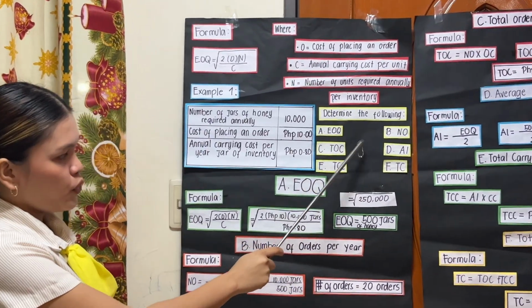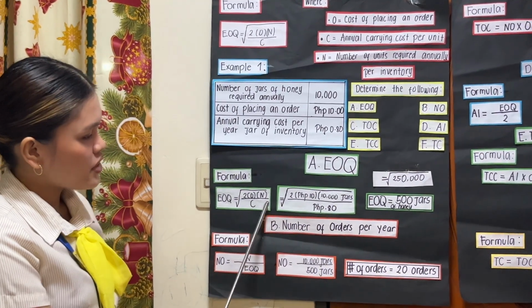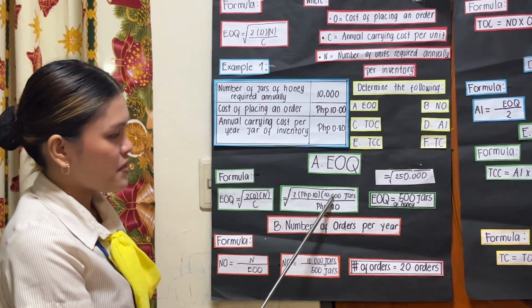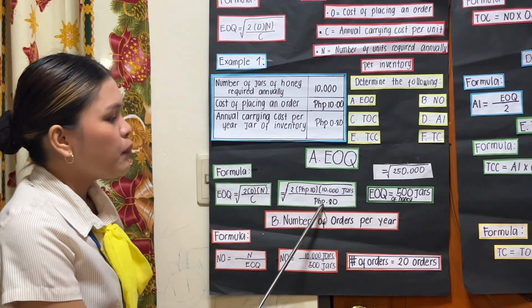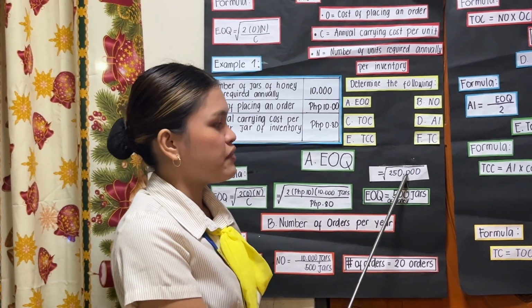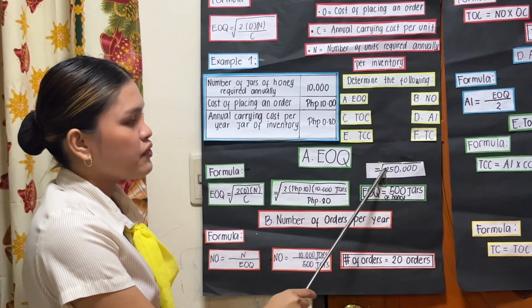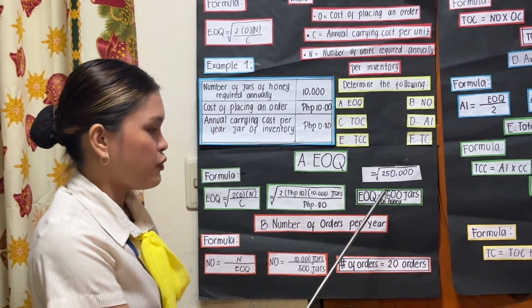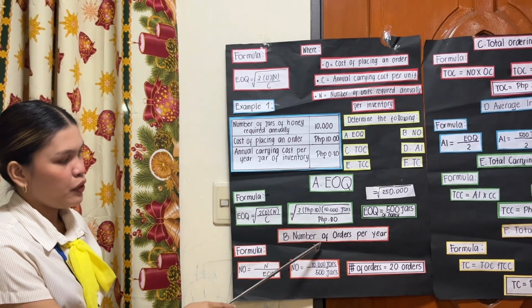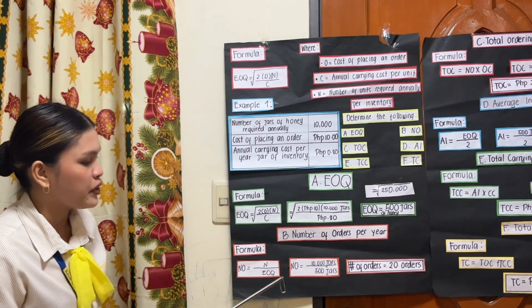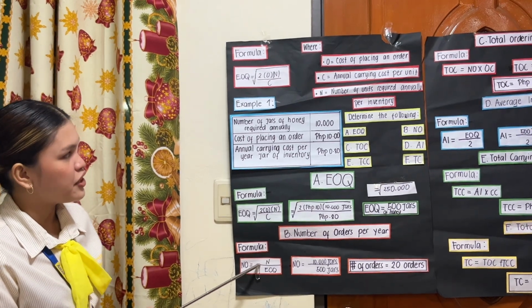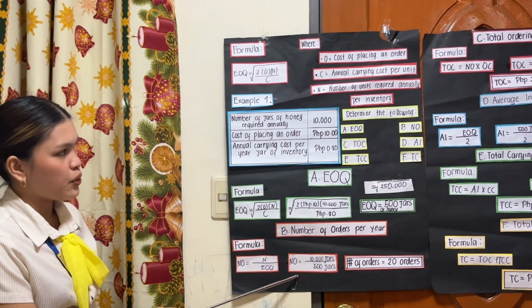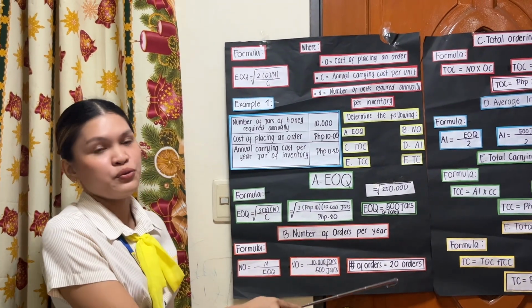First, we have the EOQ. Given the formula, let's substitute the given values: the square root of 2 times 10 pesos times 10,000 jars over 0.80 pesos, a total of 250,000. So the square root of 250,000 is 500, so the EOQ is 500 jars of honey. Second is the number of orders. To get the number of orders per year, let's simply divide the number of jars of honey required annually, 10,000 jars, over the EOQ, 500 jars, a total of 20 orders.